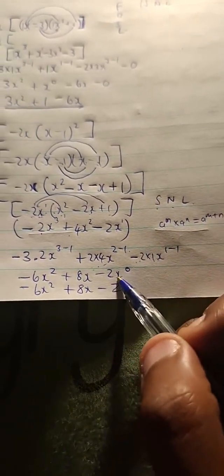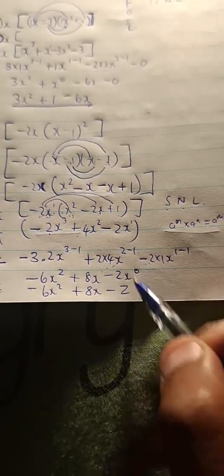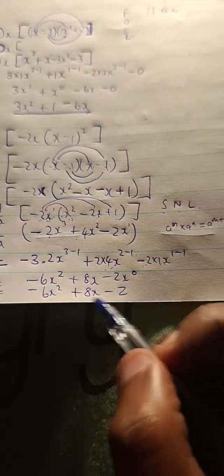Remember, it's 2 times the x here. The 2 and the x have a multiplication relationship. So x to the power 0 is 1. 2 times 1 gives us 2. So that's our final answer.